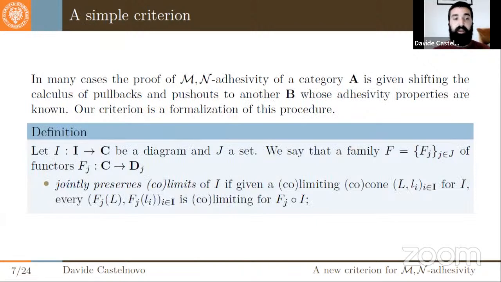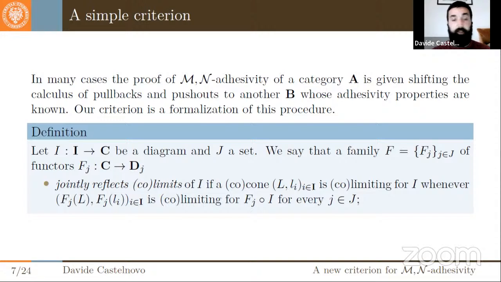So let's start with a definition. Take a diagram I from some shape I to C, and take J to be an index set. We say that the non-empty family F of functors from C into some other D_j jointly preserve colimits or limits of I, if given a colimiting or limiting cocone or cone for I, then every image through F_j is again colimiting or limiting.